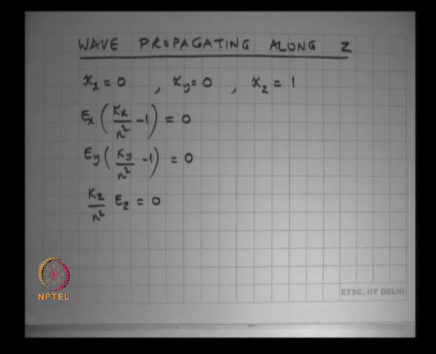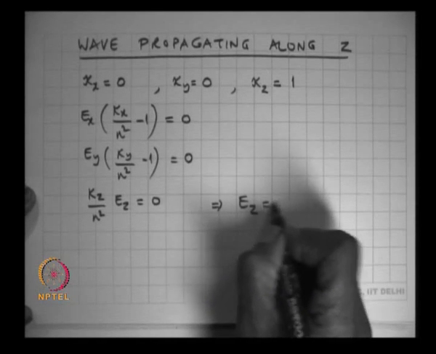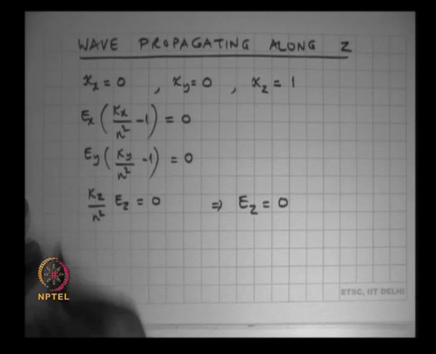Now, what is the first conclusion I can draw from here? Ez is 0 because kz is a principal dielectric constant value, n is some refractive index. So, this implies Ez is equal to 0. That is, for a wave propagating along z, the electric field has no component along the z direction. So, I am left with these two equations.